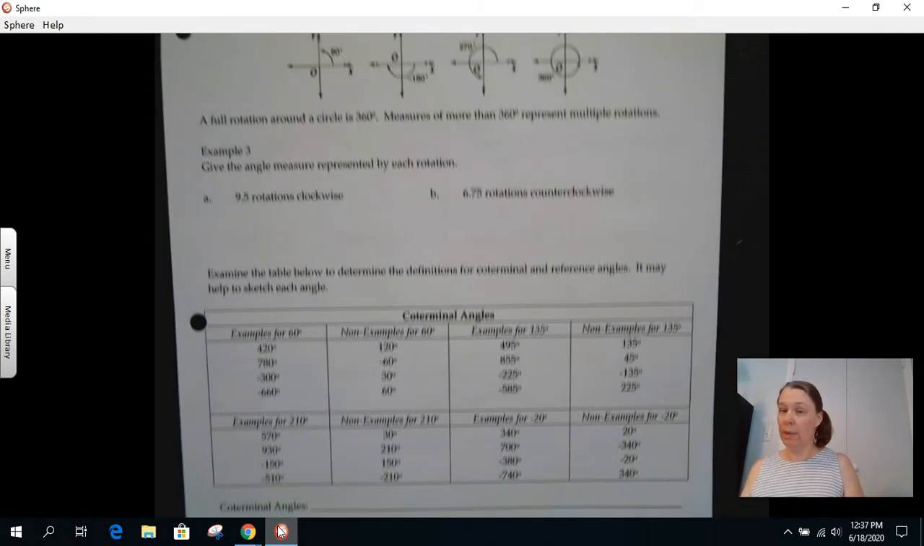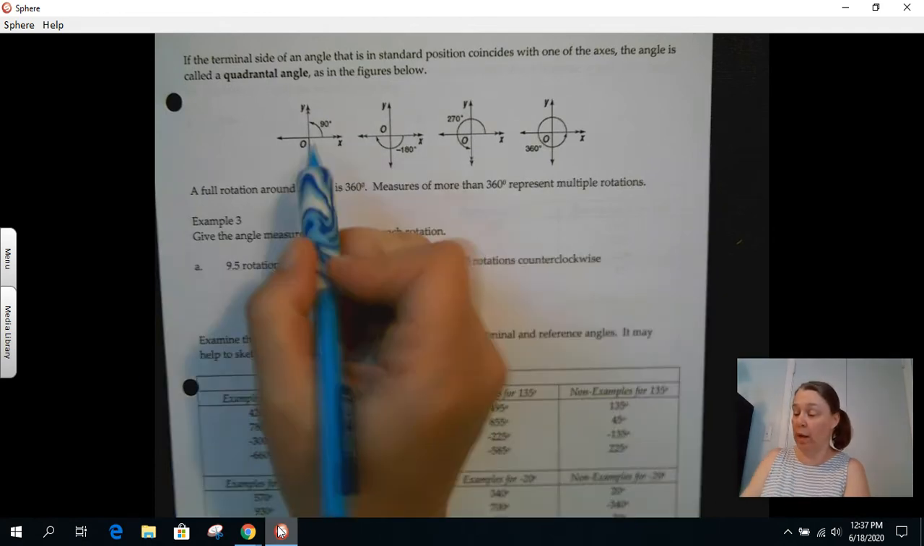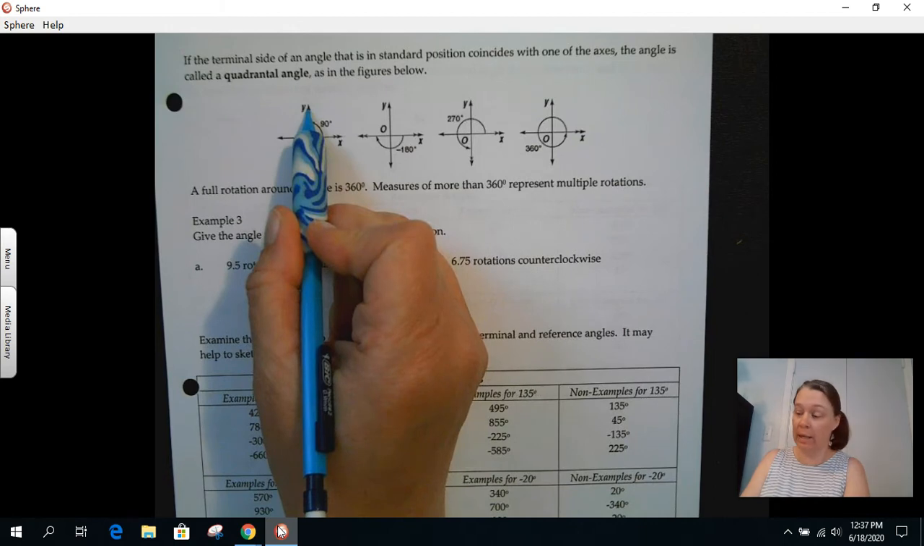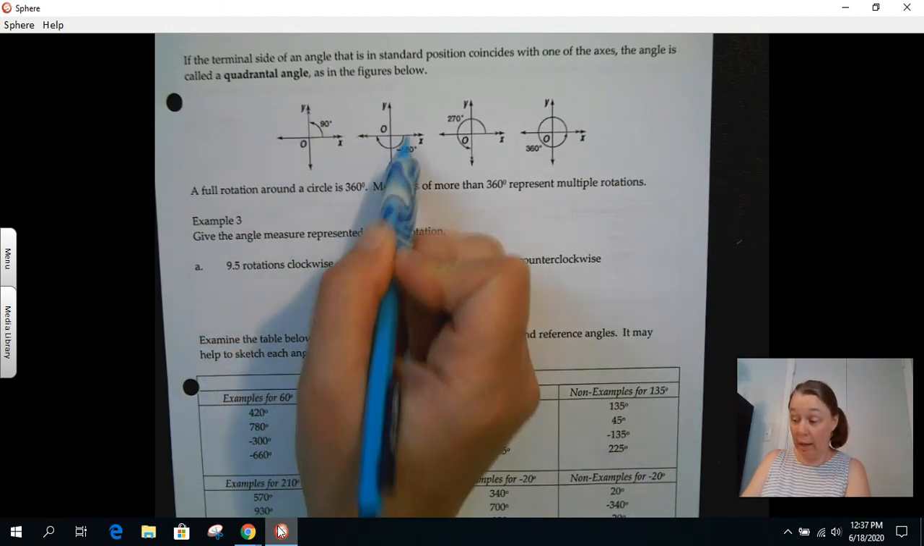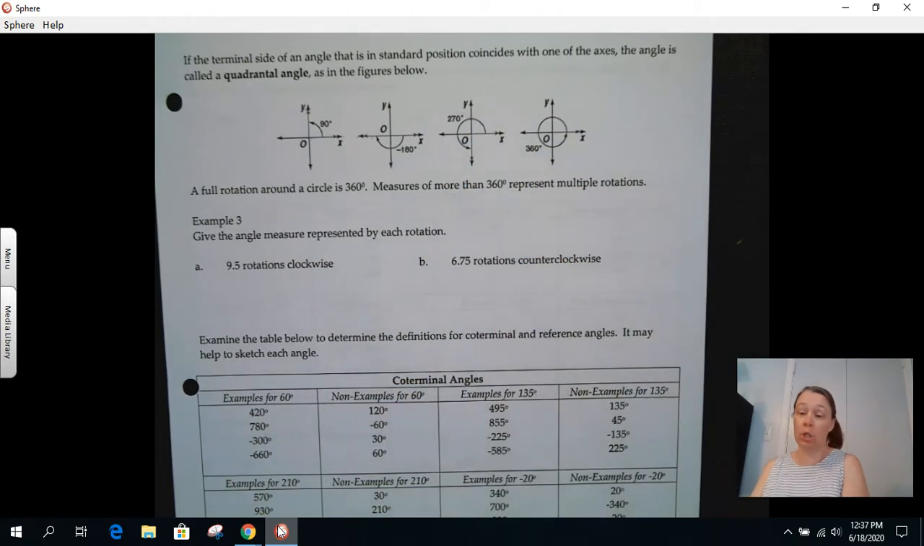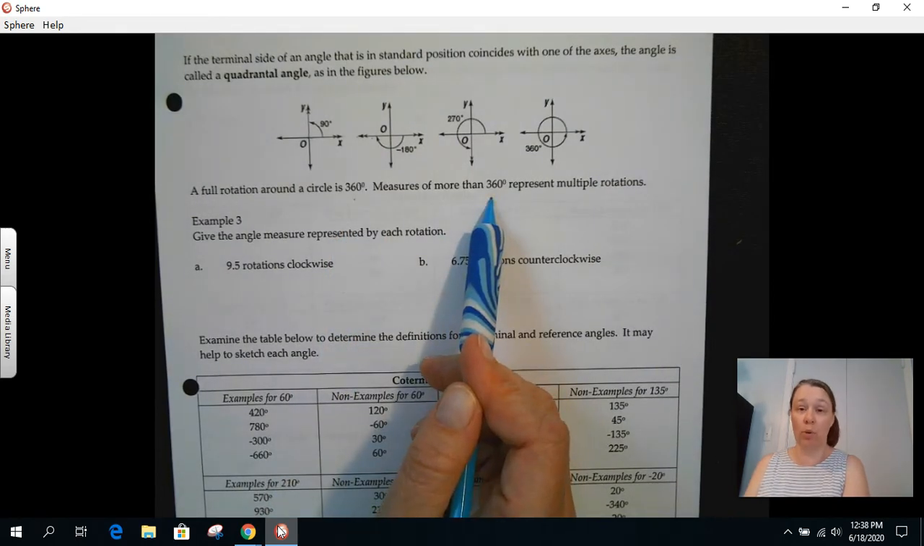Okay, so then just some other vocab here. If a terminal side of an angle is in standard position and it coincides with one of the axes, the angle is called a quadrantal angle, right? So like a 90-degree angle, because you've got standard position and the other side of the angle is on one of the axes, so 90 degrees. This is a negative 180, or it could be positive 180, or 270, or 360. That's just a special name for them. All right, full rotation is 360 degrees. More than 360 degrees is going to represent multiple rotations.